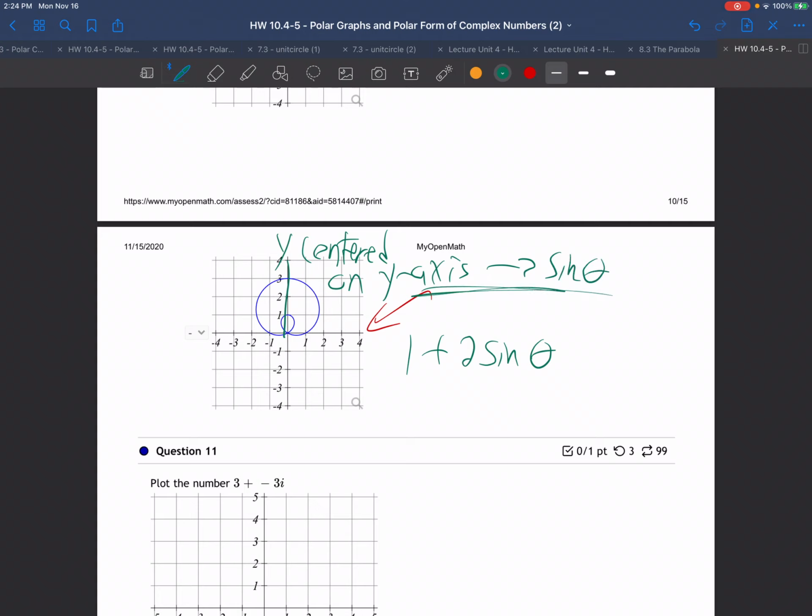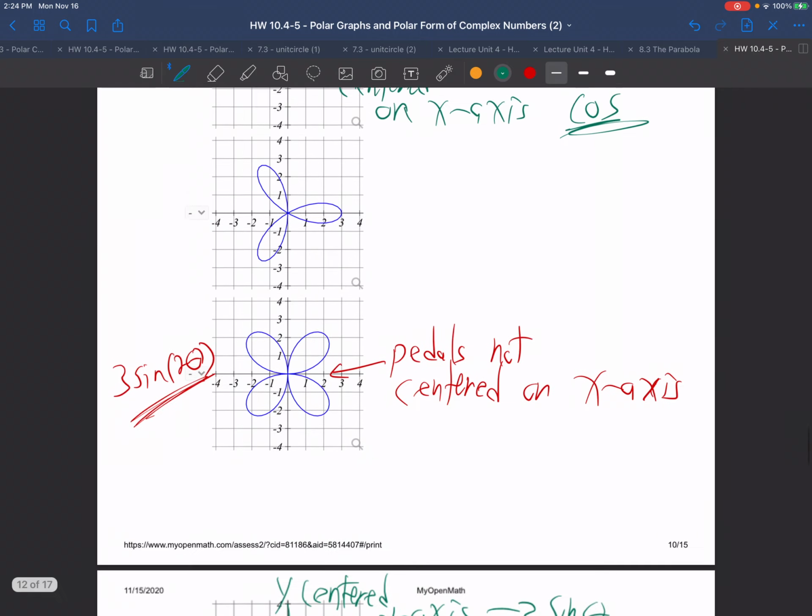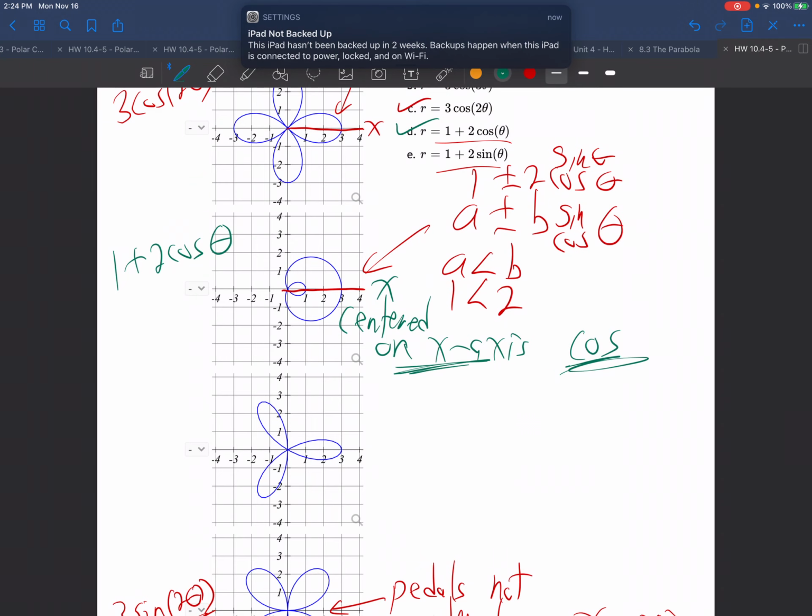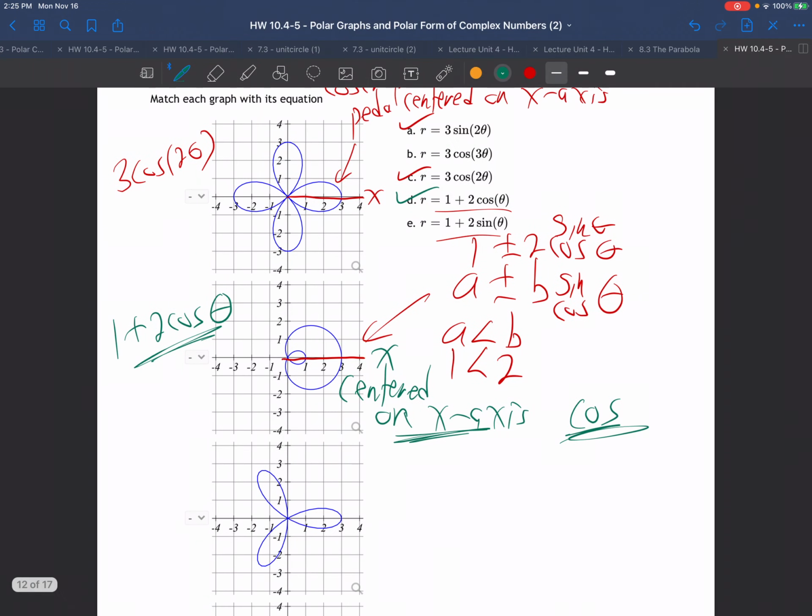And that's been all semester, hasn't it? Sine is y and cosine is x all semester. Cosine is x, sine is y. So when you're centered on the y-axis, you're sine, 1 plus 2 sine. When you're centered on the x-axis, you're cosine, 1 plus 2 cosine. So we get the sine and the cosine.